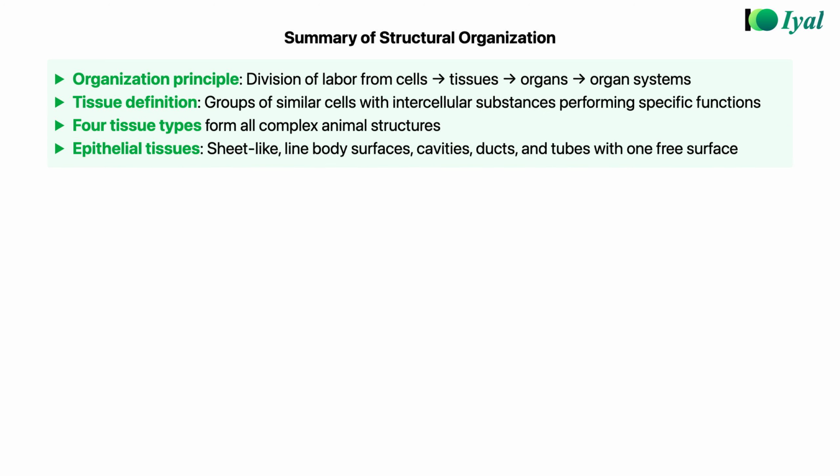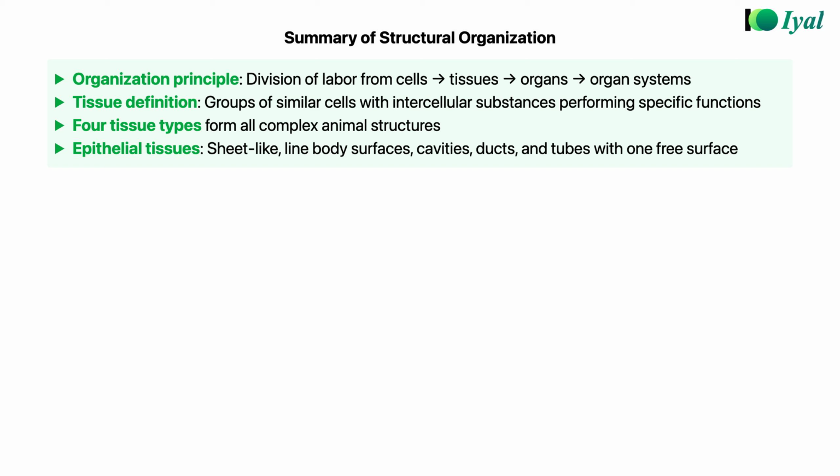Let's review the key concepts we've covered. The fundamental principle of animal organization is division of labor. This happens at multiple levels. Cells group into tissues, tissues form organs, and organs create organ systems. Remember that a tissue is defined as a group of similar cells along with intercellular substances that perform specific functions.